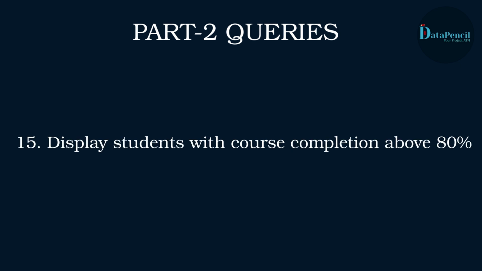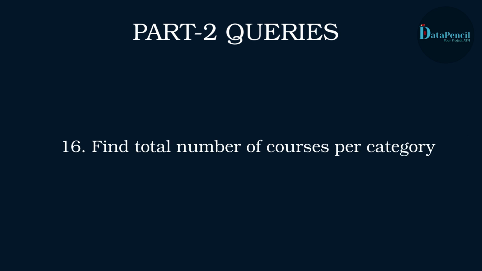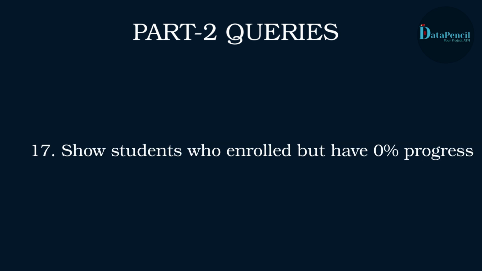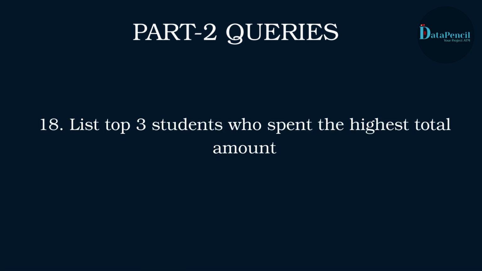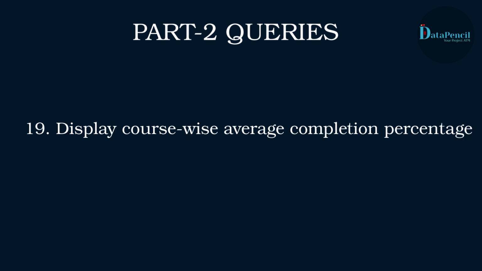Query 15. Display students with course completion above 80%. Query 16. Find total number of courses per category. Query 17. Show students who enrolled but have 0% progress. Query 18. List top 3 students who spent the highest total amount. Query 19. Display course-wise average completion percentage.